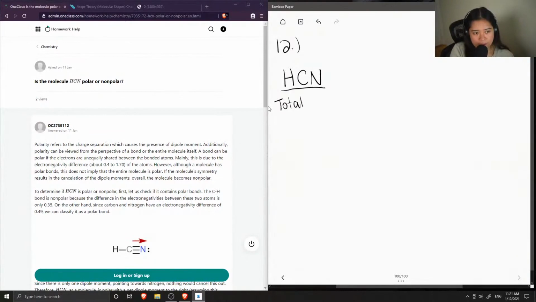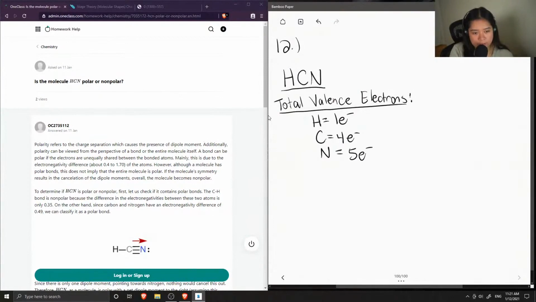So we need to calculate the total number of valence electrons in this molecule. So hydrogen contains 1, carbon contains 4, and nitrogen contains 5. So this gives us a total of 10 valence electrons.